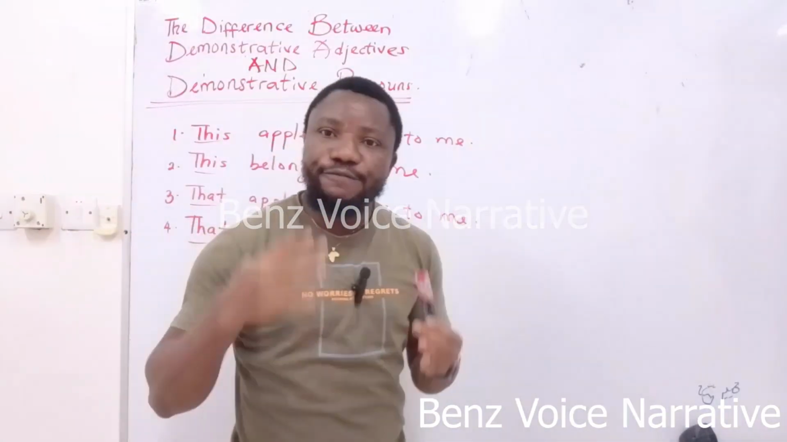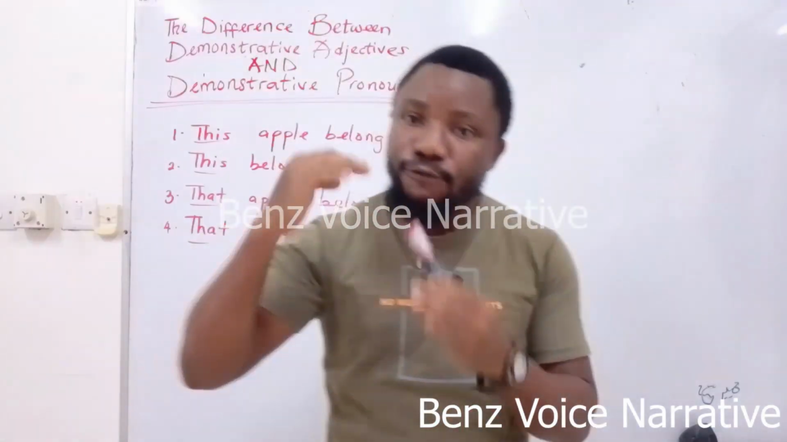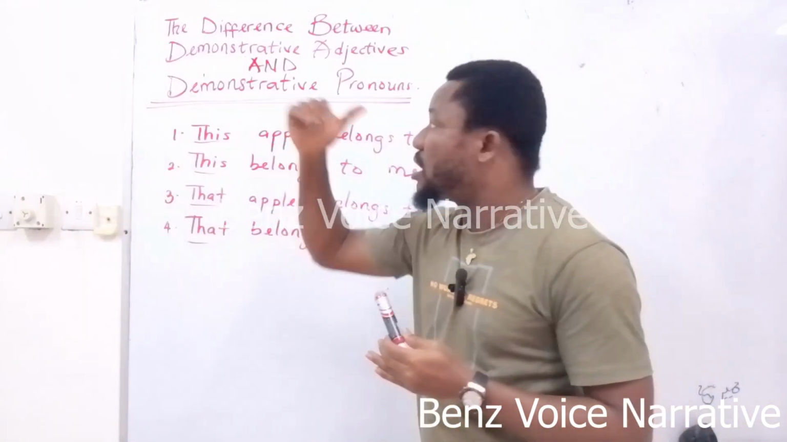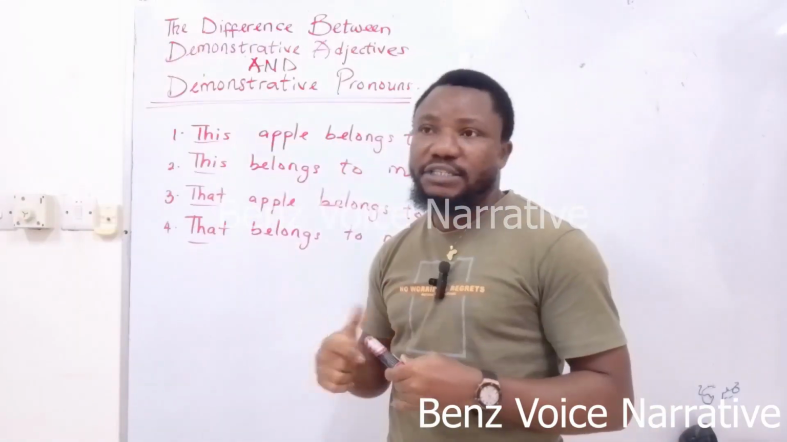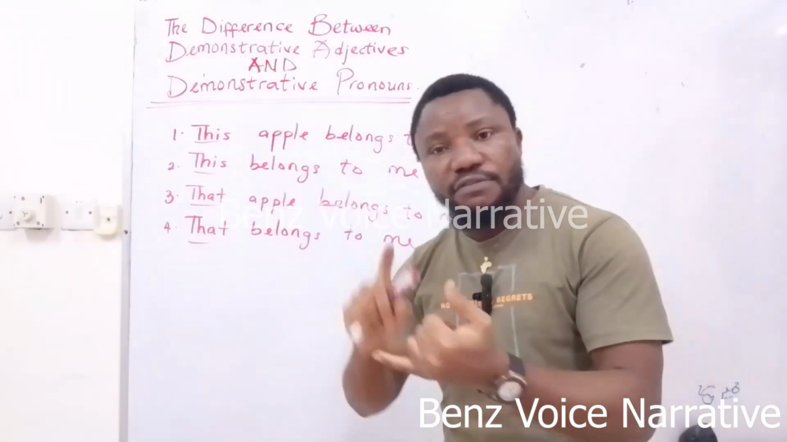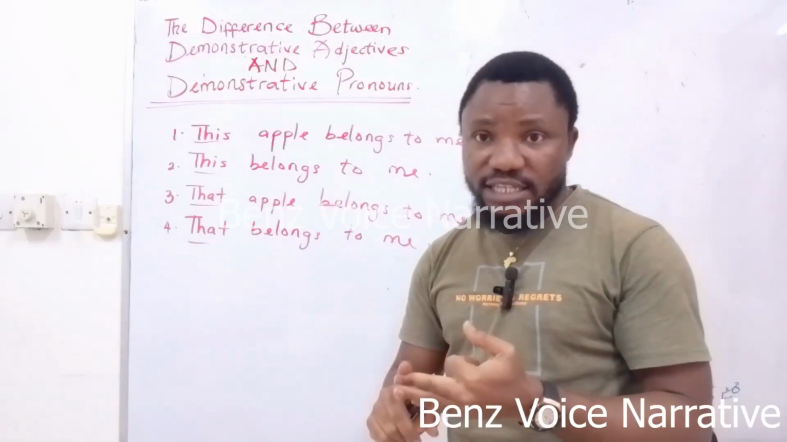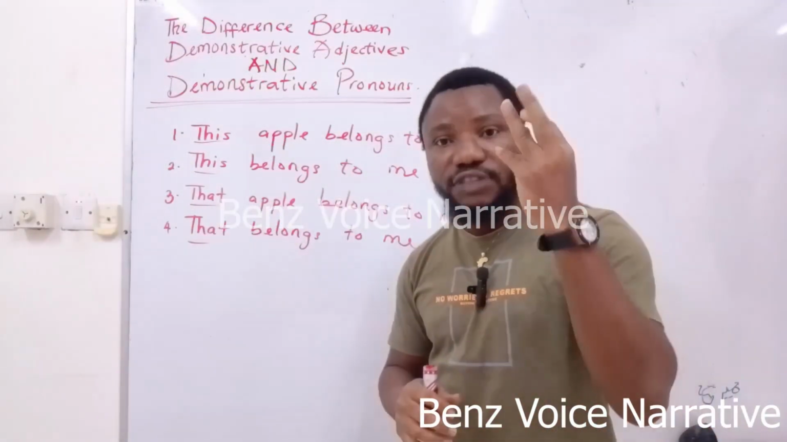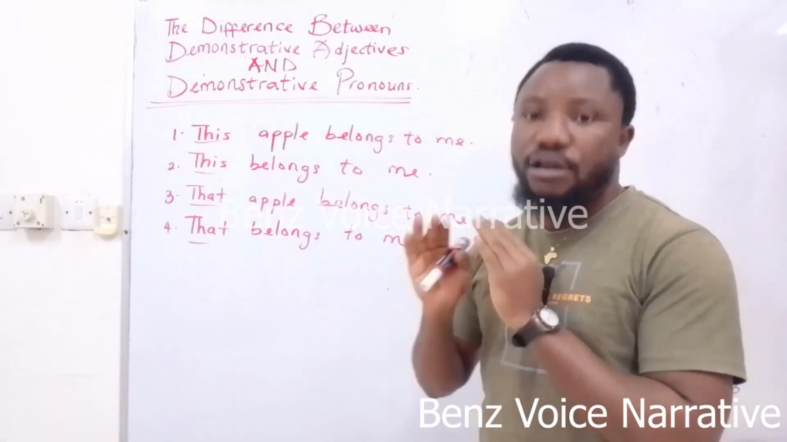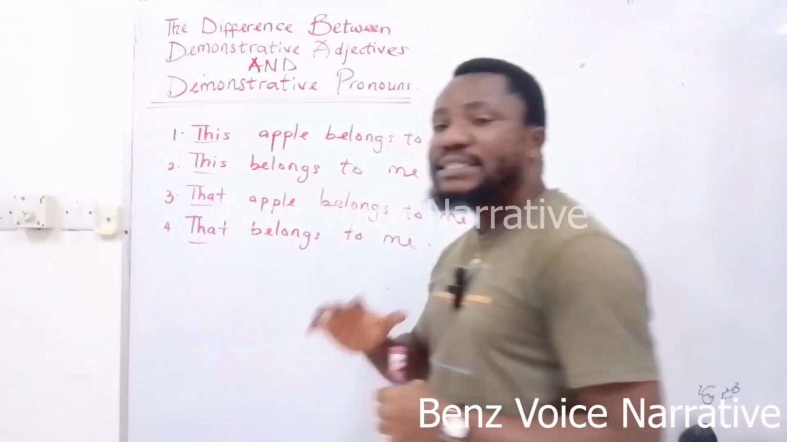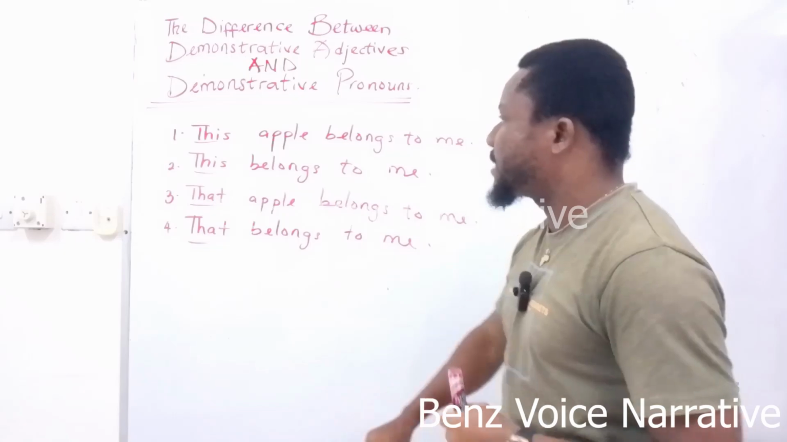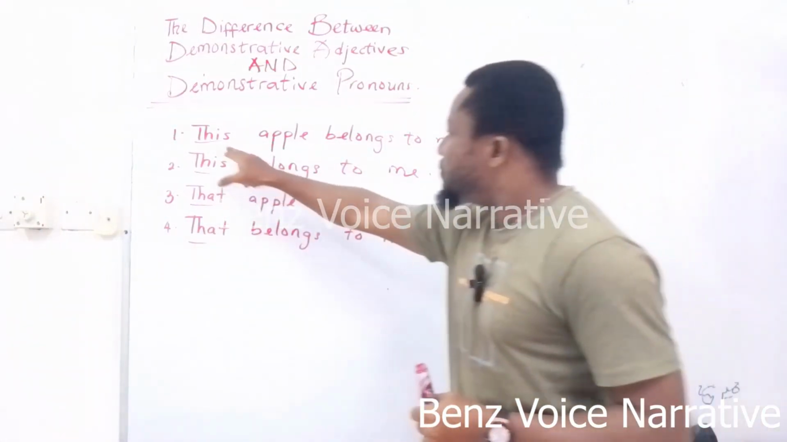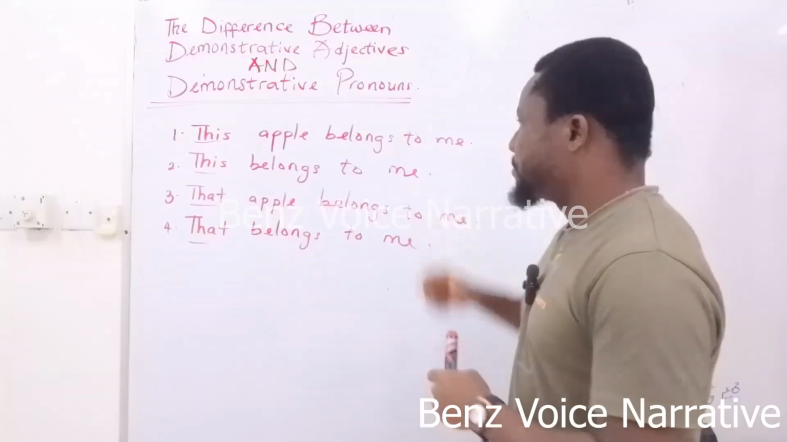Of course, you know that we have 4 demonstrative adjectives and we have 4 demonstrative pronouns. These 4 examples are the same under the pronoun and the adjective. The 4 demonstrative adjectives are this, that, these, and those. And the 4 demonstrative pronouns are also this, that, these, and those. However, in terms of structure, let's look at this first example. This apple belongs to me.